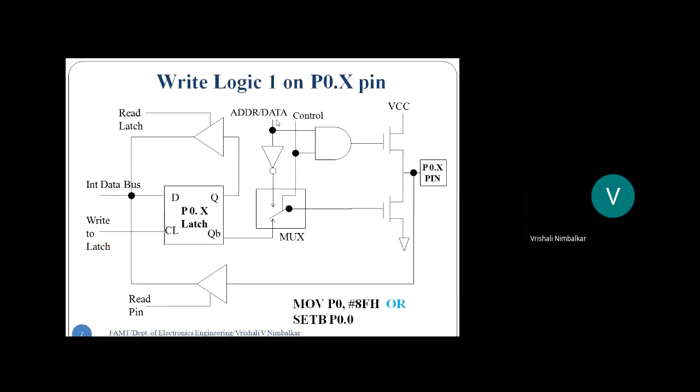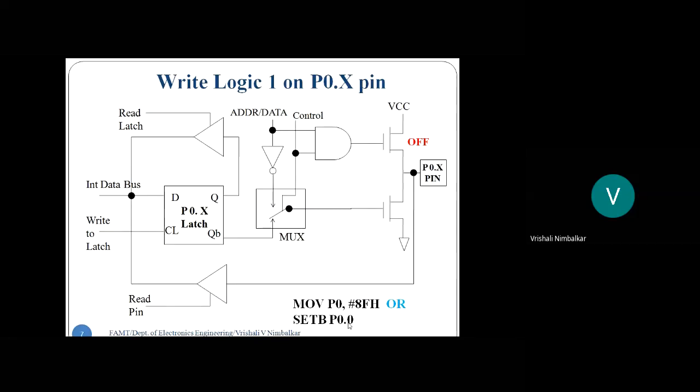Next we saw how we write logic 1. So when is logic 1 sent? When the microcontroller is executing either of these instructions, MOV P0, #8FH or SETB P0.0. So setting bit P0.0 means logic 1 is sent on the P0.0 pin. So how does this happen? For IO input-output operation, the upper MOSFET is kept off by this control circuit.